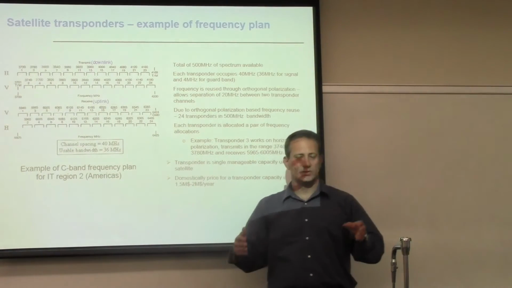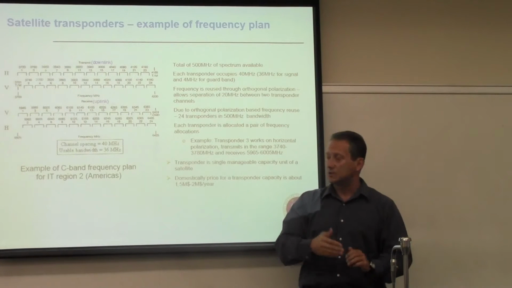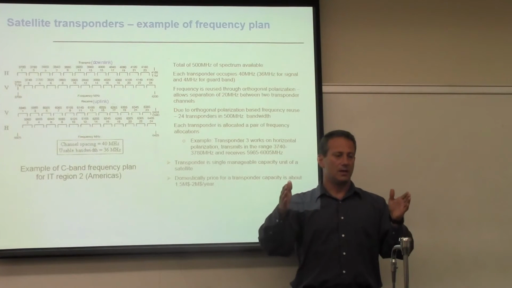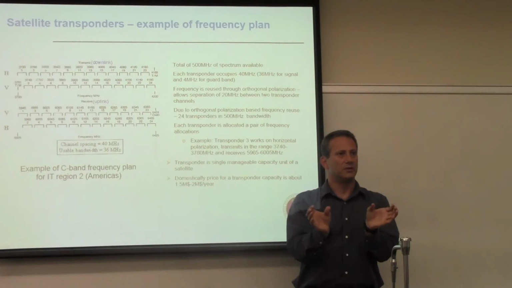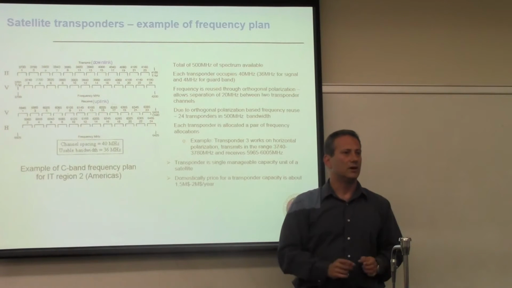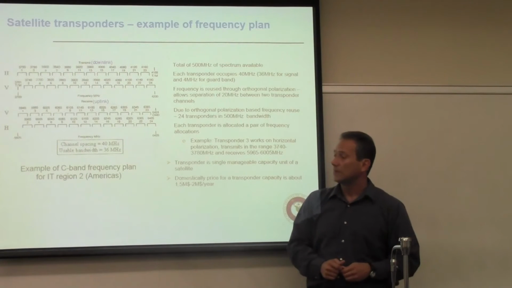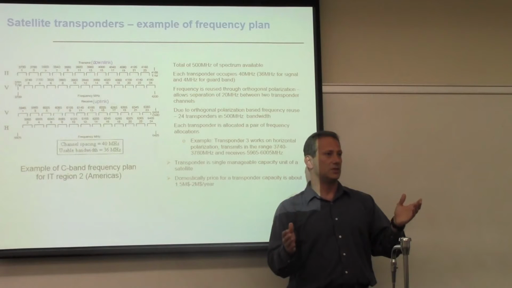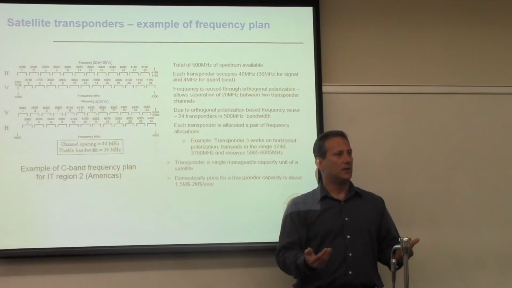The most common one is 40 megahertz bandwidth, which is the channel separation. And then really out of that 40 megahertz bandwidth, you don't use the entire 40, you use the middle 36, and you leave a little bit of guard band so that you can amplify without mixing the signals and causing crosstalk.